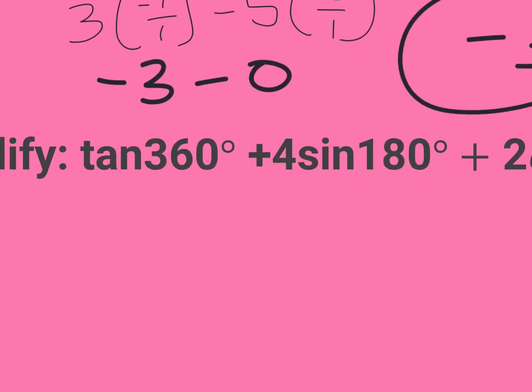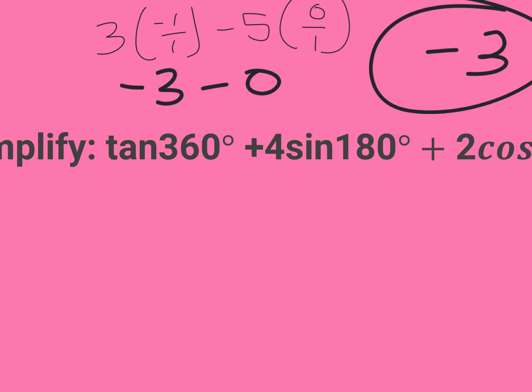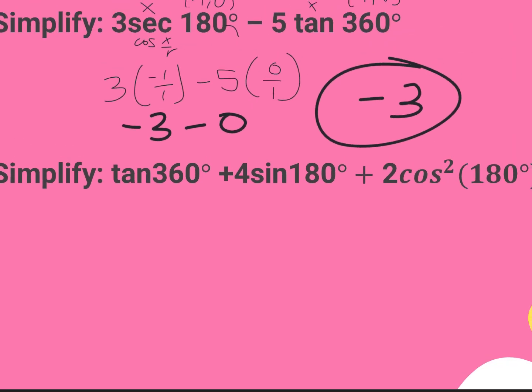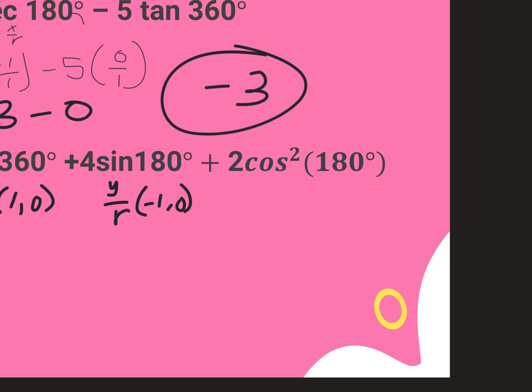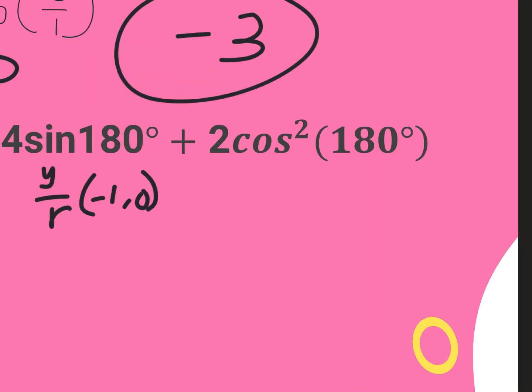All right, let's go through this. Just think about this for a second. What's tangent, guys? What over what? Y over X, great. And what's the ordered pair at 0, 360? 1, comma 0, perfect, okay? So sine is what over what? Y over R. And what's the ordered pair at 180? Negative 1, 0, perfect. This one says cosine squared, no big deal. We know how to square numbers. What's cosine? X over R. And what is the ordered pair at 180 again? Negative 1, 0.